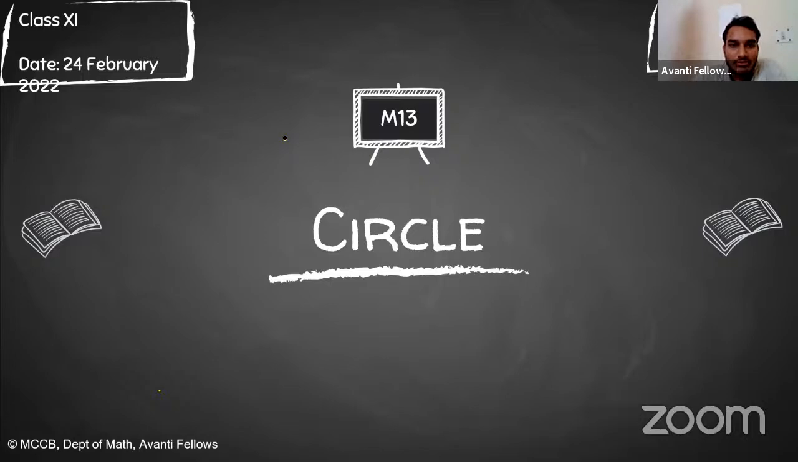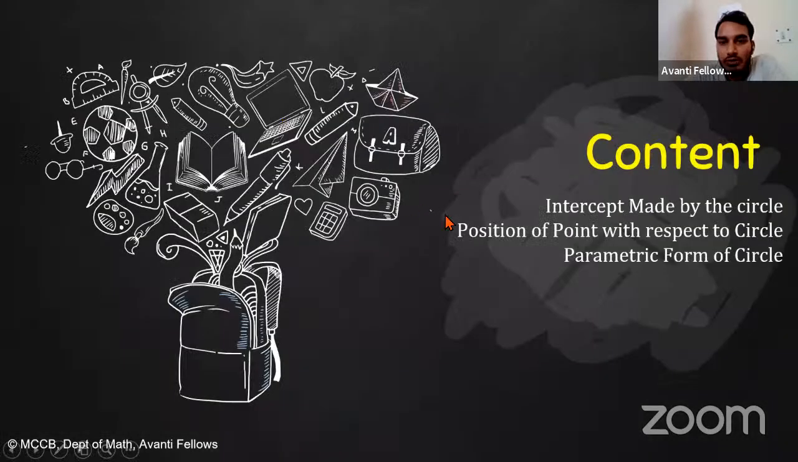So in today's class, students, we are going to see the intercept made by the circle, in the same way as the intercept of the line. Then we will see the position of a point with respect to a circle and the parametric form of the circle. Okay, so this is the agenda for today's class. So let's start.